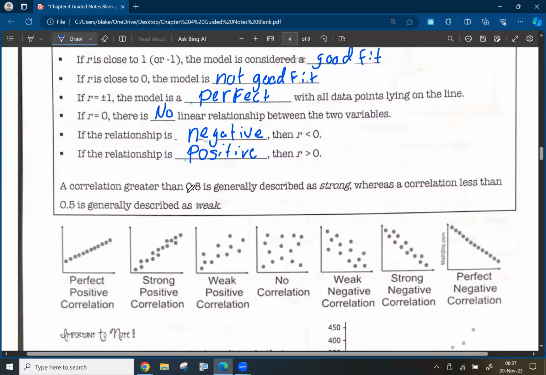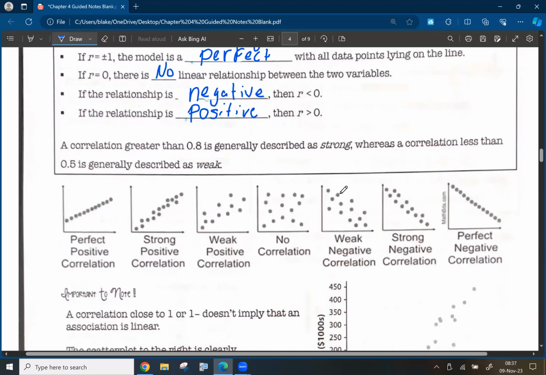All right, so a correlation greater than 0.8 is generally considered strong, whereas a correlation less than 0.5 is generally described as weak. Anything between that is usually more like moderate. So here are some visual aids to help you.